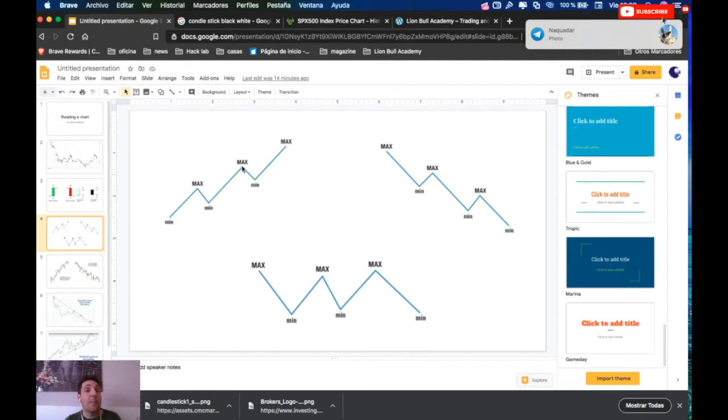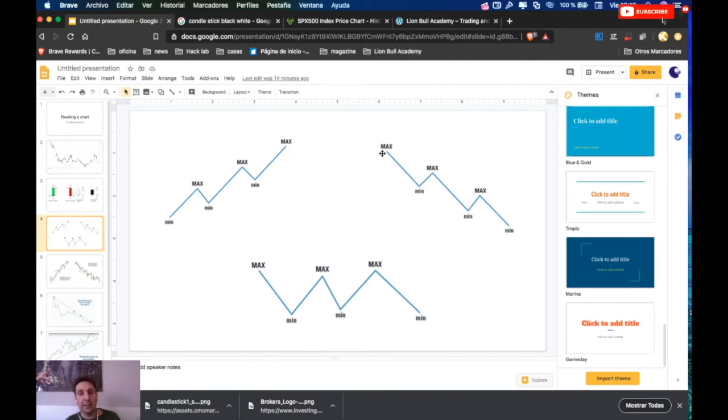The next high is higher than the previous high, sorry. The high is higher than the previous high. And the low is higher than the previous low. And like this it continues. That shows us that it's an uptrend.